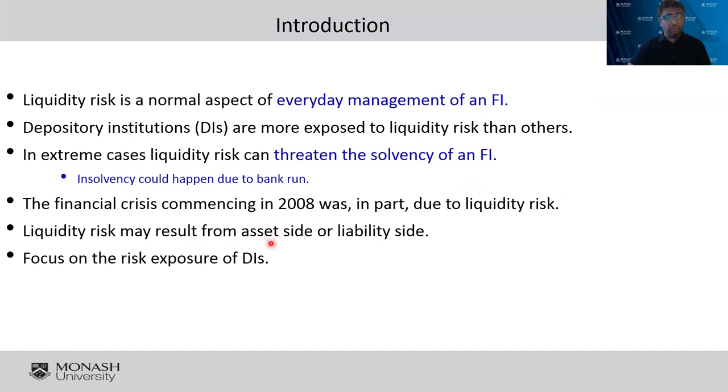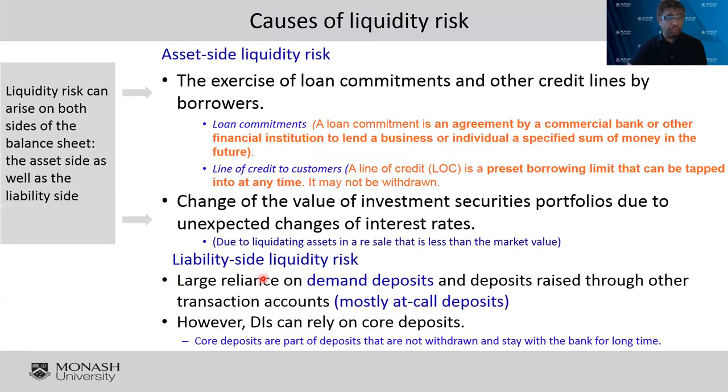A liquidity risk may result from the asset side or liability side, and it focuses on the exposure of the depository institution. Now, I already mentioned to you that the liquidity can come from the asset side. What does it mean? It is a loan commitment. So what is a loan commitment? A loan commitment is a promise to give a loan in the future. And you have to honor it as a financial institution if you sign that contract to give a loan in the future. It could be after 1 year, 2 years, 3 years. It depends on the contract. So loan commitments are a source of liquidity risk coming from the asset side, because if you give the loan, it will be an asset for you.